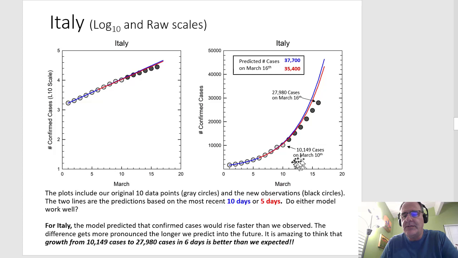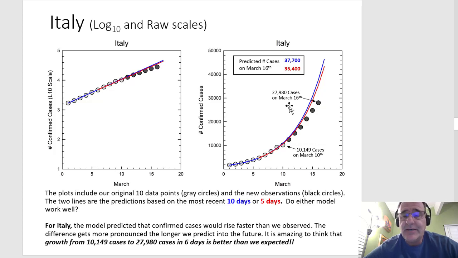So on March 10th, 6 days ago, we had 10,000 cases. As of today, we have 27,980. So we've gone essentially from 10,000 cases to 30,000 cases in 6 days. That's an appalling increase in individuals.